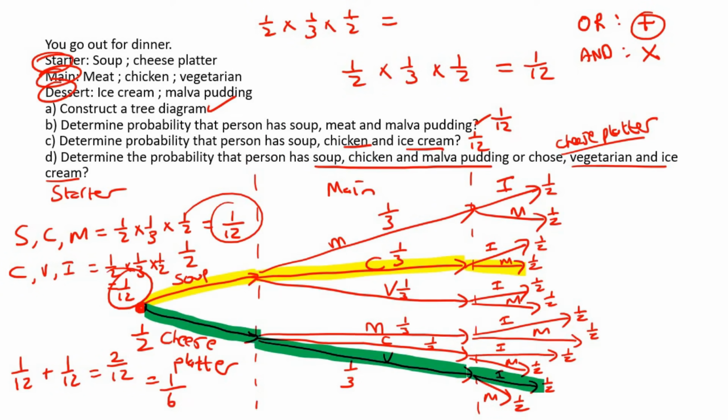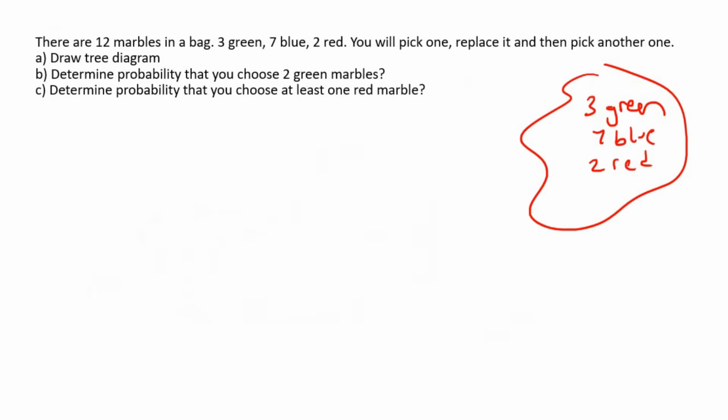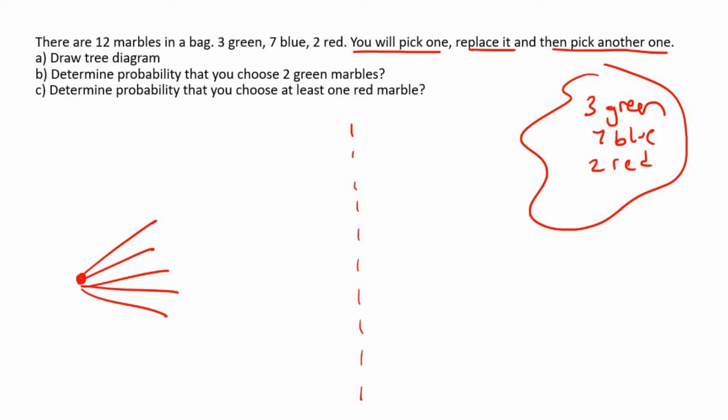For example, in the first question, there was a starter, main, dessert. That's 3 categories, okay? In the next question, we had 2 different categories. In this one, these are not the categories. The categories are, here, you will pick one, replace it, and then you'll pick another one. So there's 2 things happening. You're picking one, and then you're picking another one. So we only have 2 categories here.